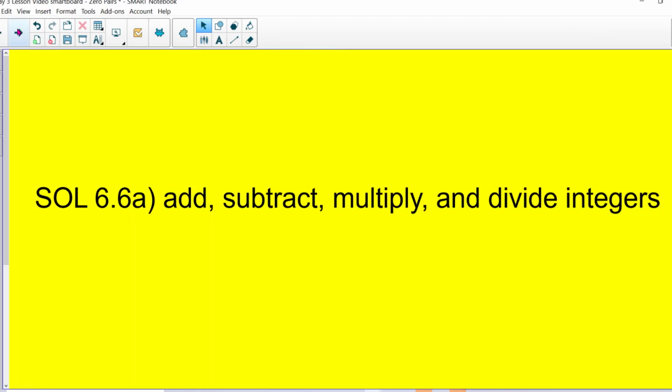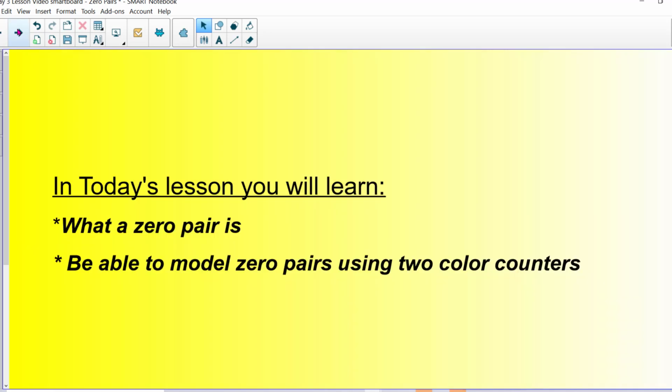So today we're going to talk about Standard 6.6a on adding, subtracting, multiplying, and dividing integers. Now, we're not going to cover all of that today. Today's lesson, what you will learn, is what a zero pair is, and be able to model zero pairs using the two color counters. So let's get started.